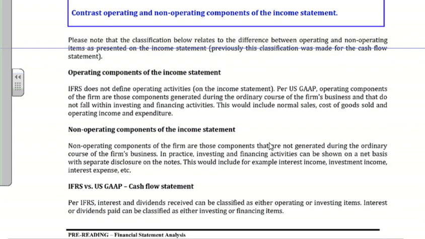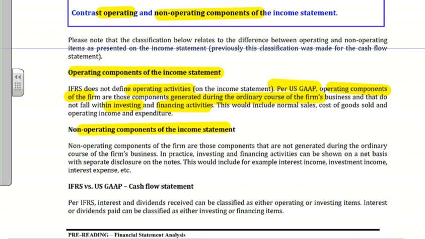Okay, now we have a look over here at operating and non-operating components of an income statement. IFRS doesn't specifically define operating activities. US GAAP says that operating components of the firm are those that are generated during the ordinary course of the firm's business, and don't fall into other activities such as investing and financing. Non-operating components are those that are not generated during the ordinary course of the firm's business, and generally we put those down to investing and financing activities.